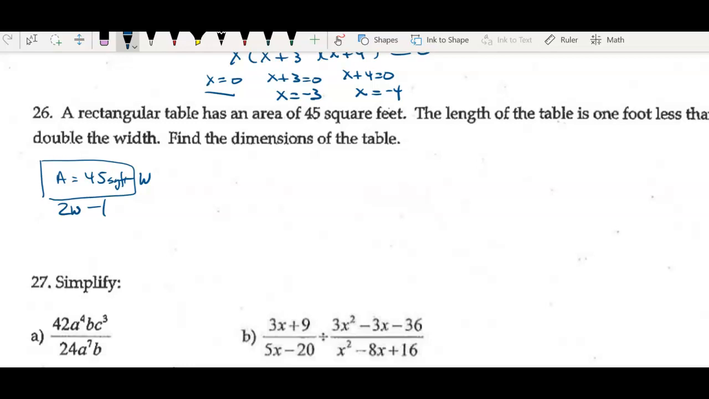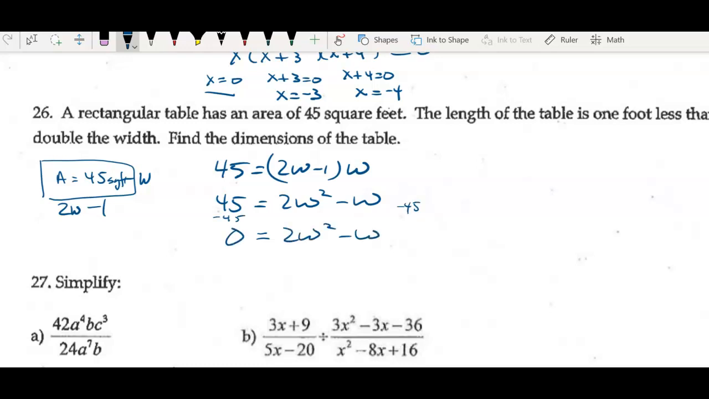So you know how to do an area. Area equals length times width. Don't know why I wrote it that way. So 45 equals 2W squared minus W. Again, anytime you have an equation with an exponent greater than 1, you've got to set it equal to 0. And we need to solve that.